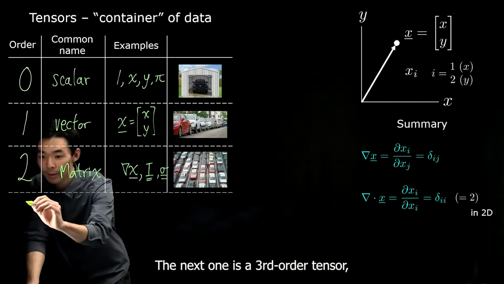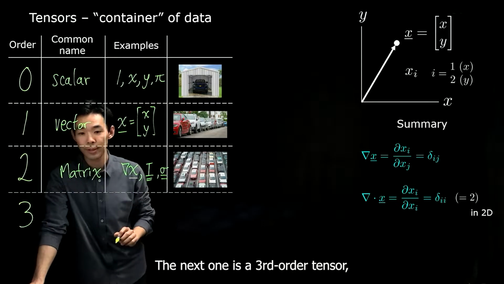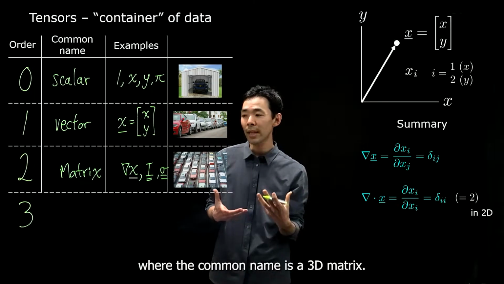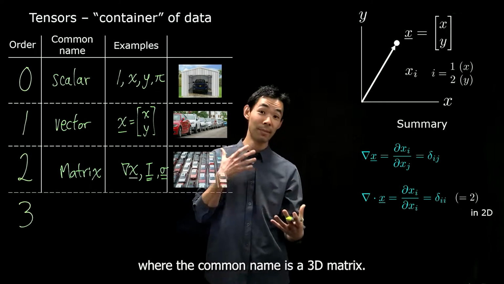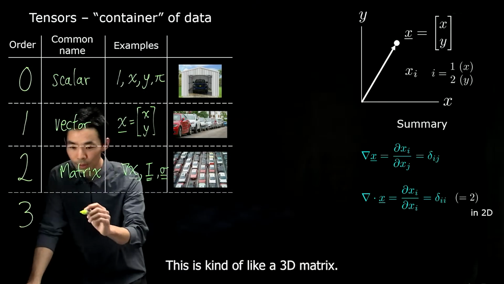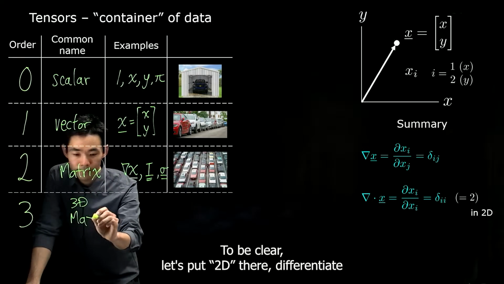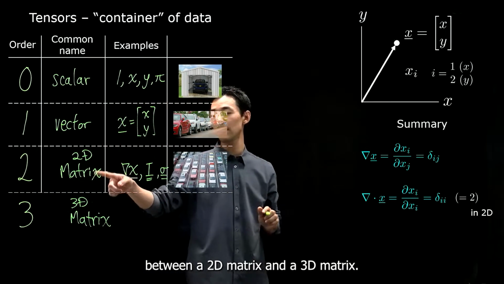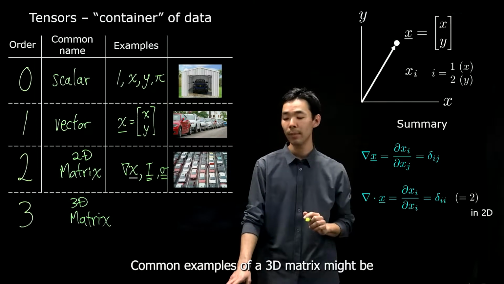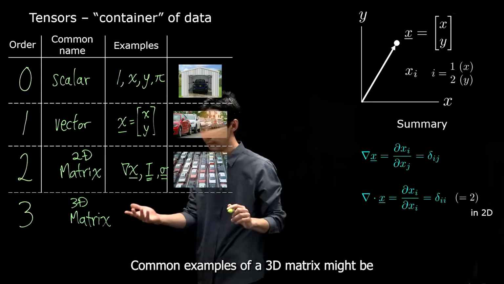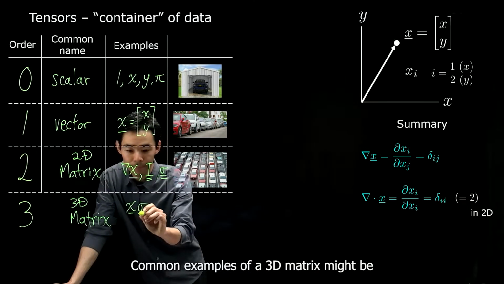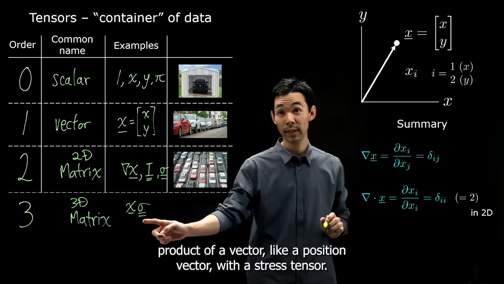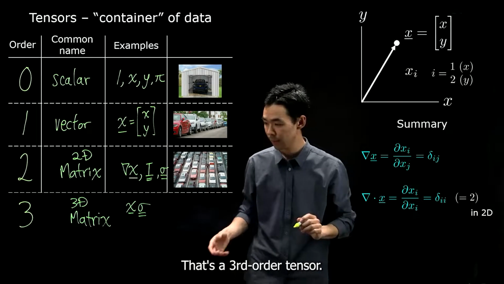So now the next one is a third order tensor. And the common name of that, I think of as a 3D matrix. Okay? So this is kind of like a 3D matrix. And just to be clear, let's put 2D there to differentiate between a 2D matrix and a 3D matrix. Okay? So common examples of a 3D matrix might be an outer product of a vector, like a position vector, with a stress tensor. That's a third order tensor.